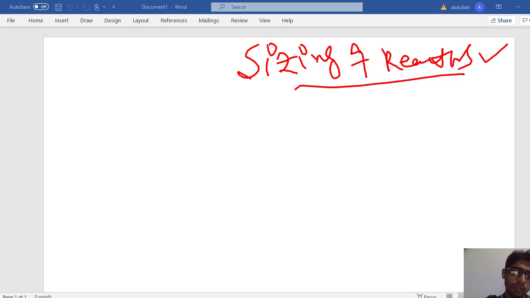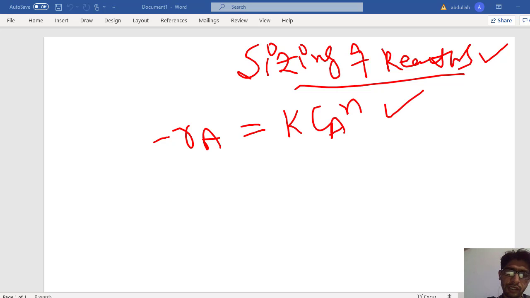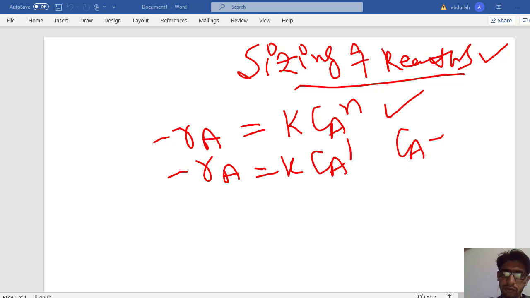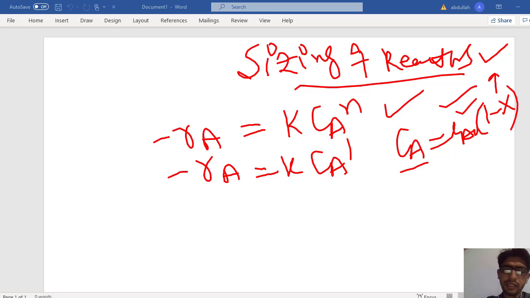As we know, the rate of reaction is denoted by Ra, which is equal to K Ca to the power n. For a first order reaction, the rate will be Ra is equal to K Ca to the power 1. As we know, for a constant density system, Ca is equal to Ca0 into 1 minus x. This is the initial concentration, this is the concentration at any time, and this is the conversion of reactant A.